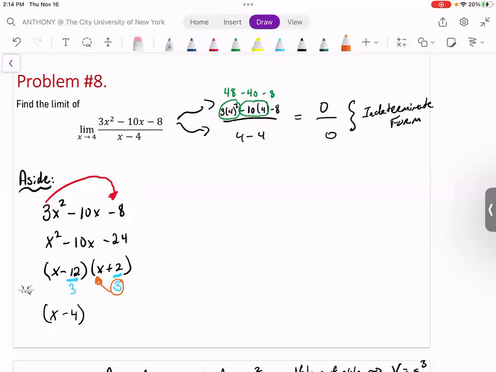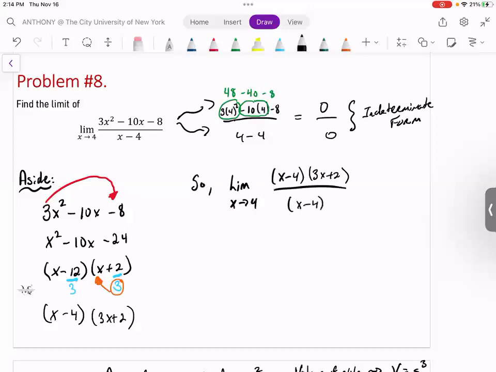So informally, just stick the 3 in front of the x. That will be 3x plus 2. And there you go. You factored 3x squared minus 10x minus 8 completely, and now you're ready to solve the problem. What we're going to have now is the limit as x approaches 4 of x minus 4 times 3x plus 2 over x minus 4.